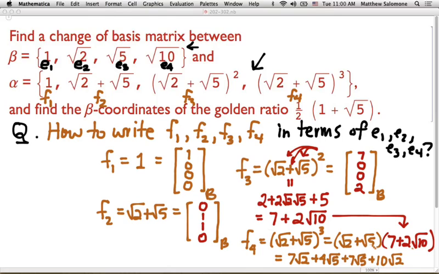And we can combine the like terms in the middle. 4 square root of 5 plus 7 square root of 5 becomes 11 square root of 5. And the terms on the outsides, 7 square root of 2 plus 10 square root of 2, 17 square root of 2. So when all of that dust settles, f4, our fourth vector in the a basis, has b coordinates 0 times 1 plus 17 radical 2 plus 11 radical 5 plus 0 radical 10.